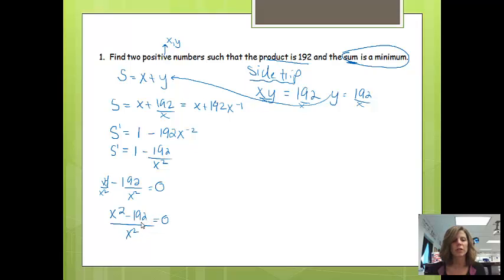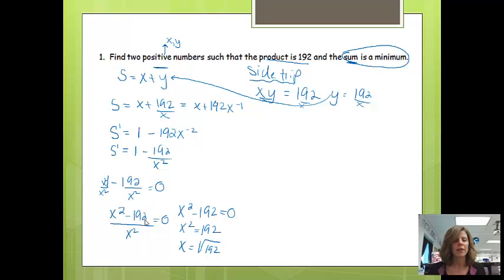If I'm looking for a critical number, I'd look at the numerator and denominator. If I set that numerator equal to 0, I'll get x squared minus 192 equals 0. I'll add 192 to both sides, so I'll get x squared equals 192. And then I have to take the square root. Normally I would put a plus or minus in front of this, but I'm not going to this time because it said to find two positive numbers, so we would stop right there.